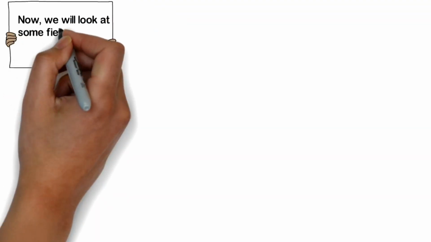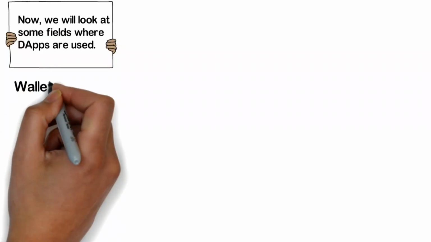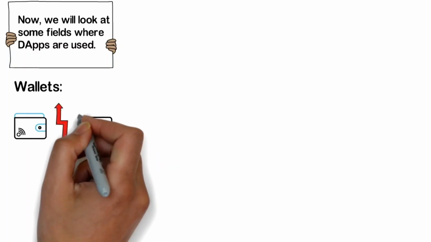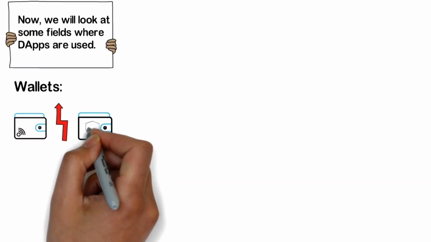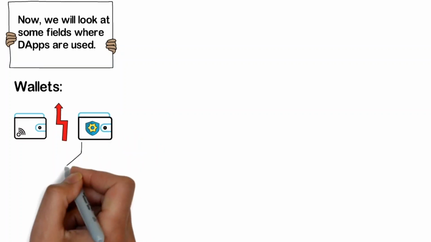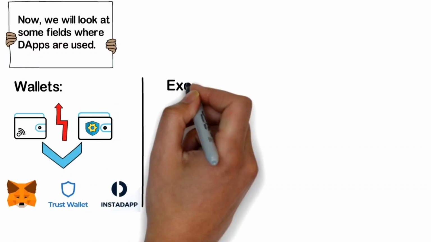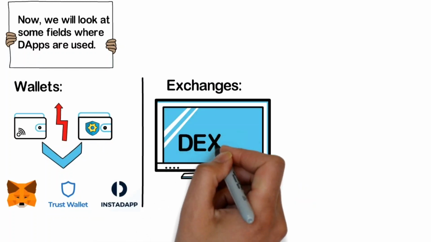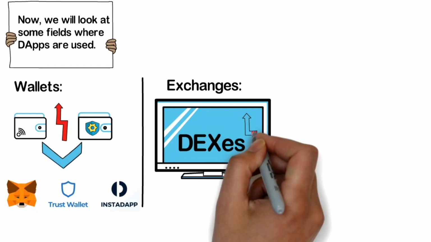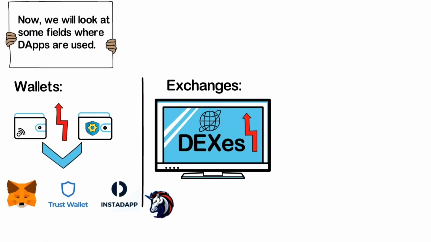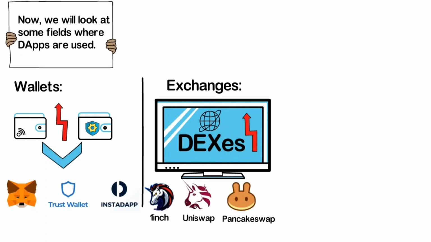Now, we will look at some fields where DApps are used. Wallets: DApp wallets, or smart contract wallets, have been gaining popularity. They provide various functions besides storing your private key. Thanks to the flexibility and innovation in designing smart contracts, these wallets are versatile and secure. Some well-known DApp wallets are MetaMask, Trust Wallet, etc. Exchanges: exchanges based on DApps, also called decentralized exchanges, are gaining popularity as they do not involve centralized servers. Popular DEXs are 1inch, Uniswap, PancakeSwap, etc.